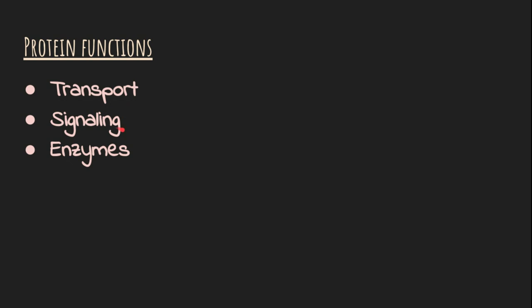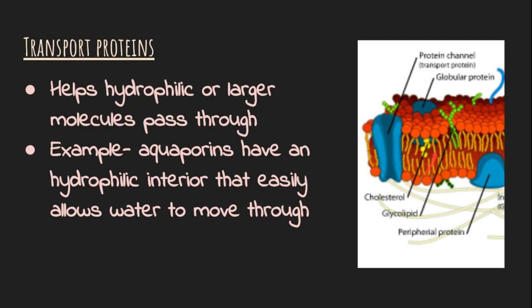So these are the three main types of protein functions that happen in the cell membrane: transport, signaling, and enzymatic activity. The main one that we usually focus on is transport. Transport proteins help larger molecules or hydrophilic molecules pass through. Remember, if you're hydrophilic or large, you are unable to pass through the hydrophobic channel, which means you need some other method to go through, and that's where the transport proteins come in.